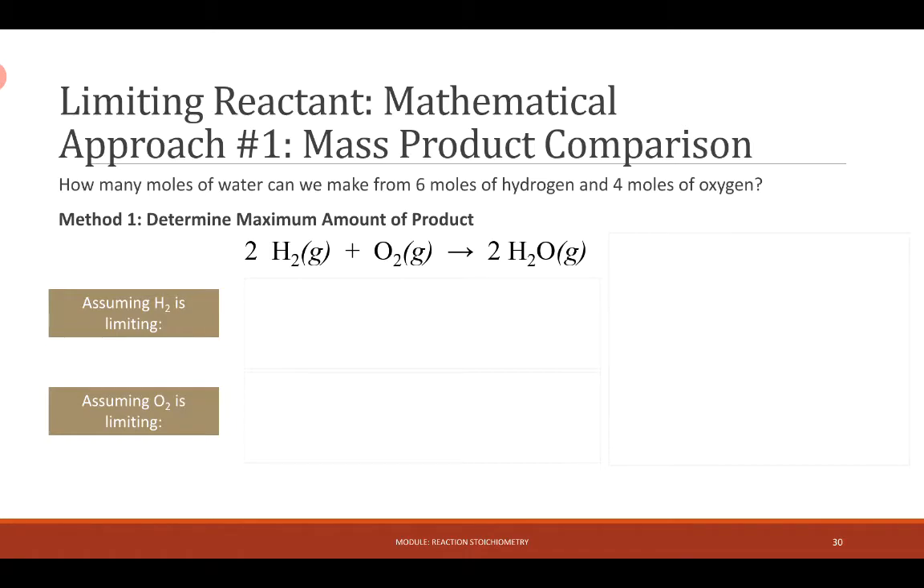So in our first approach, we're going to be calculating the amount of product we can make and then comparing the 2. This problem says how many moles of water can we make from 6 moles of hydrogen and 4 moles of oxygen. So we are given 6 moles of hydrogen and 4 moles of oxygen. Whenever we're given amounts of 2 different reactants, then we have to decide which one is the limiting reactant. So your clue that you're going to have to figure out the limiting reactant is that you have amounts of 2 reactants. So you have to determine the limiting.